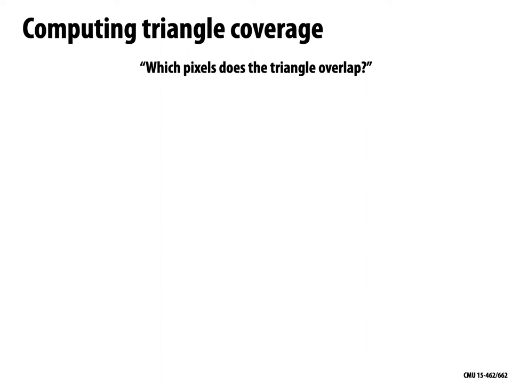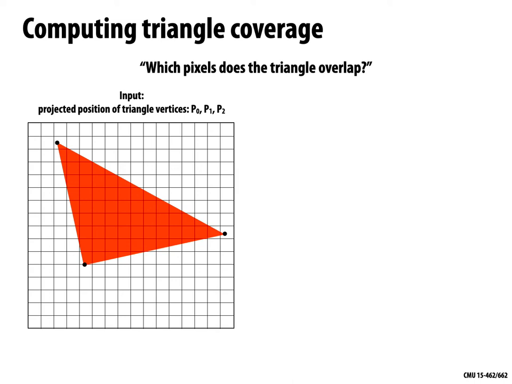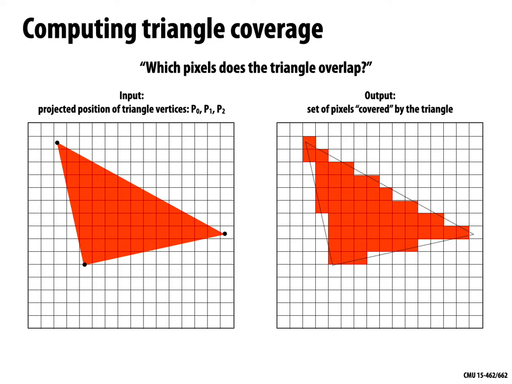And again, what we want to know is, for a given triangle, which pixels does the triangle overlap? So the input to this stage of the pipeline would be the projected two-dimensional positions of our triangle vertices. We could call those P0, P1, P2. The output of this stage should be, for each pixel in the grid, a binary value. We want to know, was this pixel covered by the triangle or not? So maybe something like this blocky triangle that we see on the right.